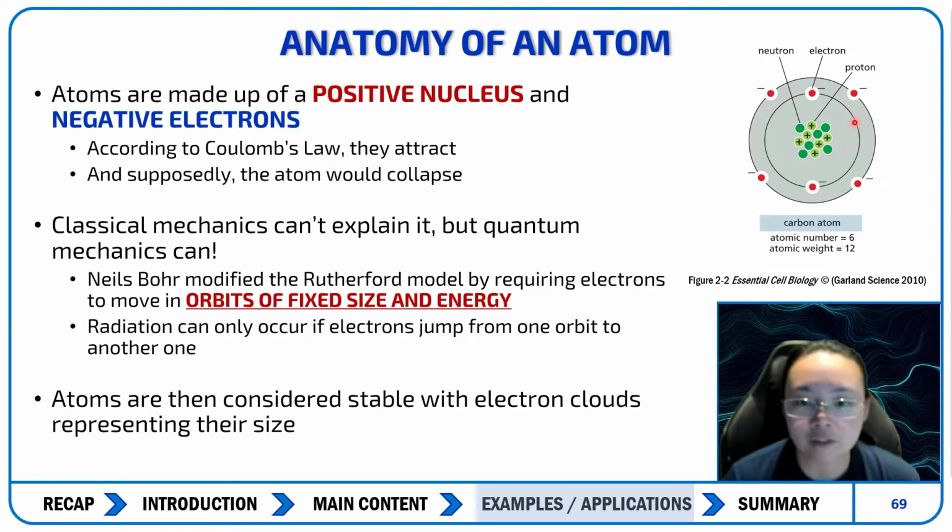So what happened was Niels Bohr modified the Rutherford model by requiring the electrons to move in orbits of fixed size and energy. And radiation can only occur if the electrons jump from one orbit to another. So atoms are then considered stable within their own electron clouds representing their size. So what this means is that Coulomb's law does have limits once you go down to the nanoscale, but it doesn't mean we can't apply Coulomb's law to mimic the interactions between molecules.